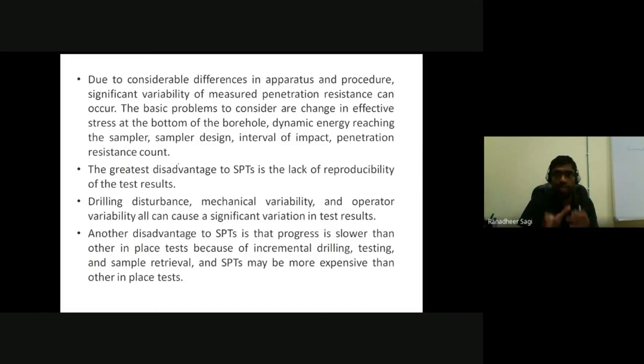Let's say, for example, at a depth of 2 meters I performed the SPT test and I got some SPT N value. Just adjacent to this borehole, if I carry out my SPT test at the same 2 meters depth, I may not get the same SPT N value that I got earlier. So reproducibility of the same SPT results will not be possible. You might see some variation in the SPT N values at the same depth, adjacent to the next borehole position.